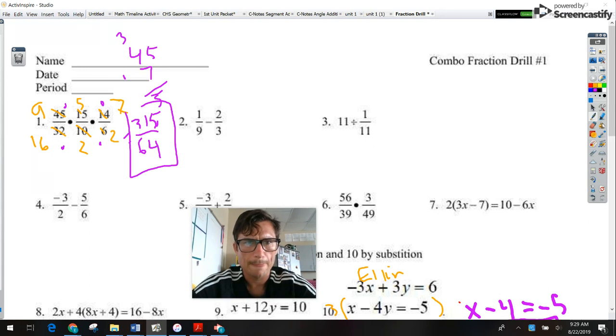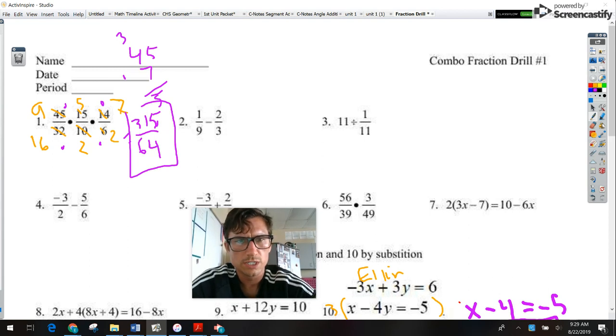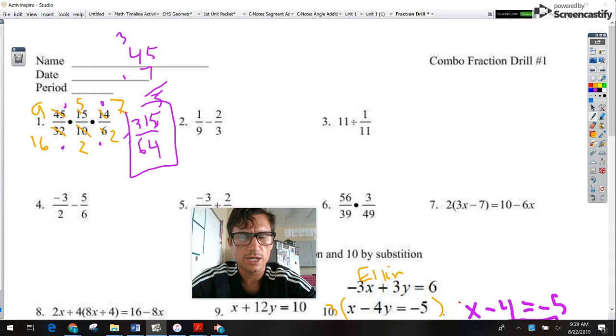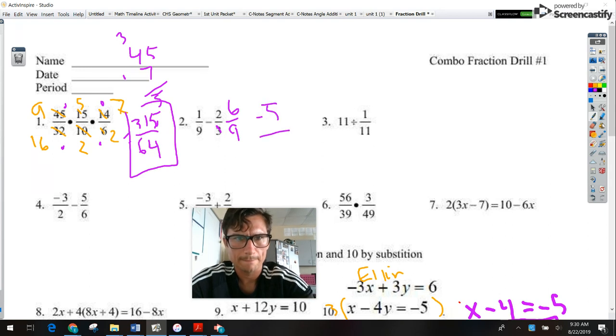Over here, second one, addition and subtraction. Check for individual simplification. Nothing there for us. So change the denominator. 9 can work. 3 goes into 9 three times, so you do 3 times 2 is 6. Now we have 1 minus 6 is negative 5. And then you stamp the denominator again.